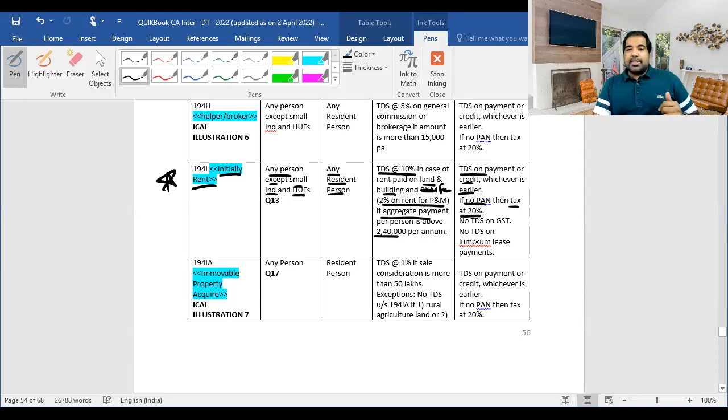No TDS on GST. That means what? If someone charges you a rent of 2 lakh plus GST, on the GST you don't deduct TDS. So let's say it's 18% GST, so on 2 lakh plus 18%, that is 2,36,000, the TDS will be only on the 2 lakhs. And on lump sum lease payments, no TDS. So if you're not paying monthly payments, you're making a lump sum payment, then there is no TDS. Example, if you paid for 3 years together at one go, then on that lump sum payment, there is no TDS. But I just want to tell you what is small individual, small HUF.